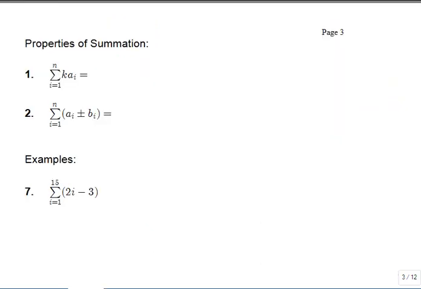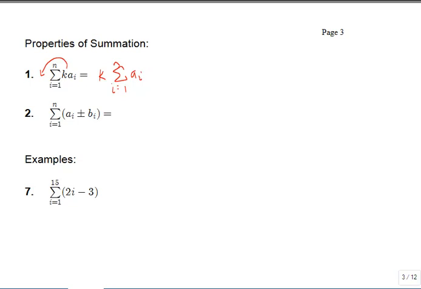All right, let's look at a couple of properties of these summations. Let's take a look at what happens if you have a constant k times a sub i, and you want the sum of a constant k times each of these a sub i's. Well, it makes sense, hopefully, that you can just pull that constant out and add up all the terms and then multiply that answer by your constant.